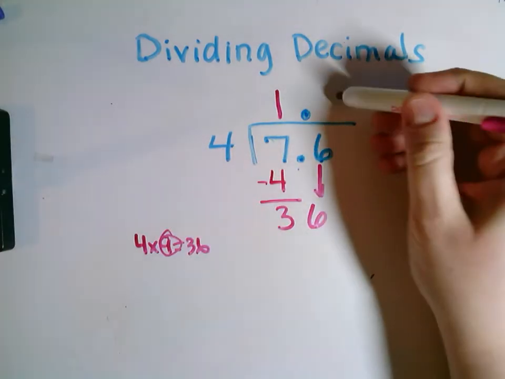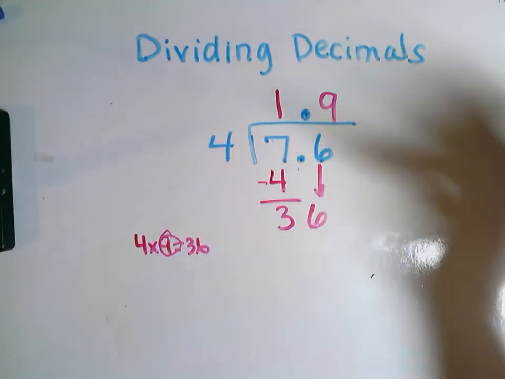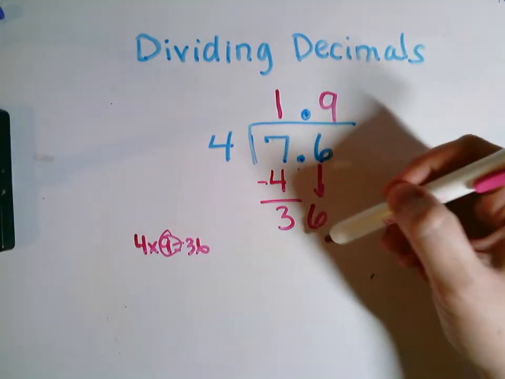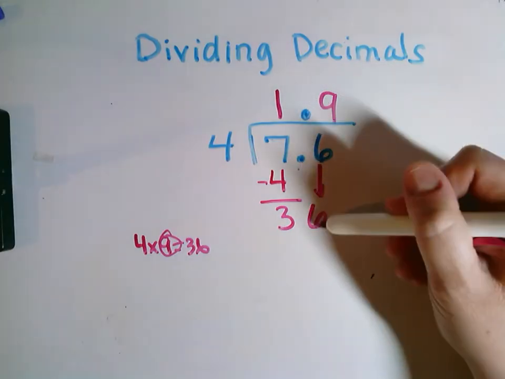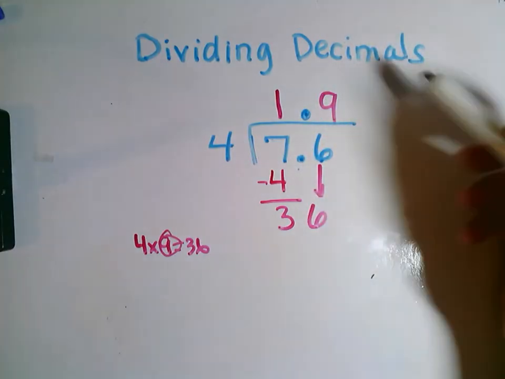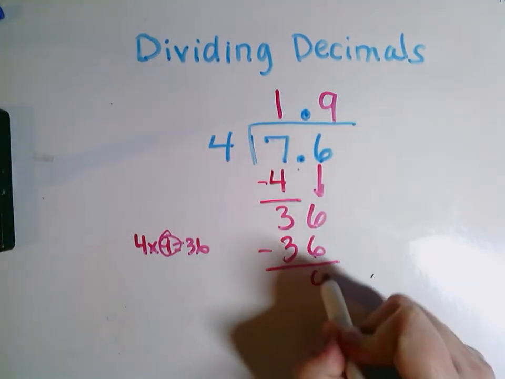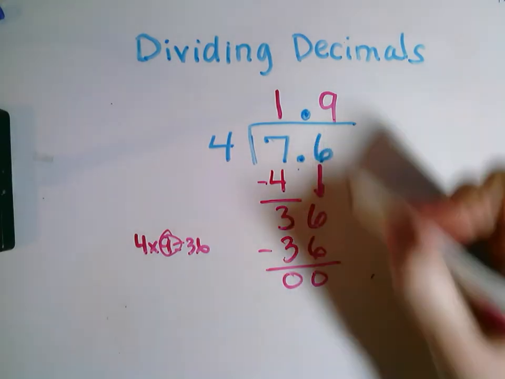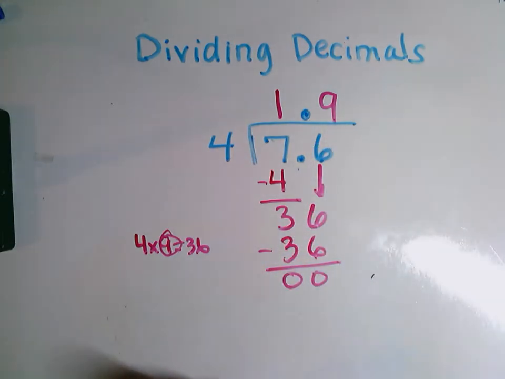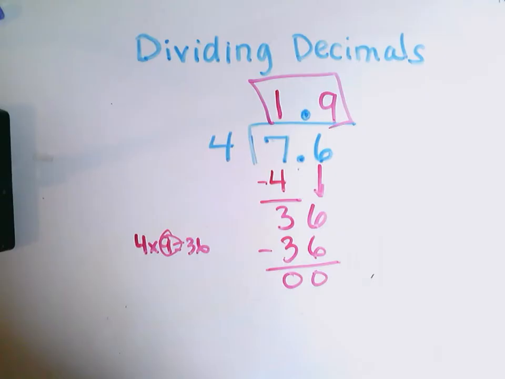I'm going to put that right up here on the other side of my decimal point, right above the 6. Since I was using the 6, it's going to go above the 6. 9 times 4 is 36. When I subtract, I don't have anything left over, so I don't need to add any additional zeros or anything else. So my quotient is 1 9/10.